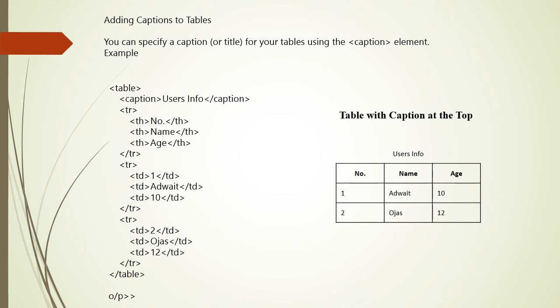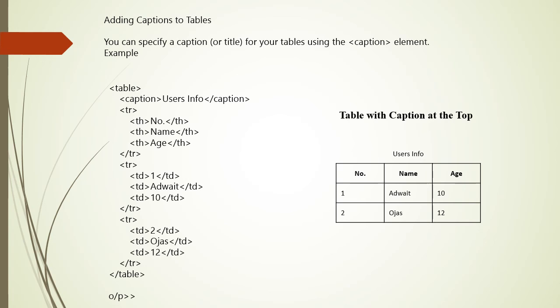You can add captions to your table. You can specify a caption, or I will say a title, for your tables using the caption element. The caption element must be placed directly after the opening table tag. By default, the caption appears at the top of the table, but you can change its position using the CSS caption-side property. The following example shows how to use this element in a table.